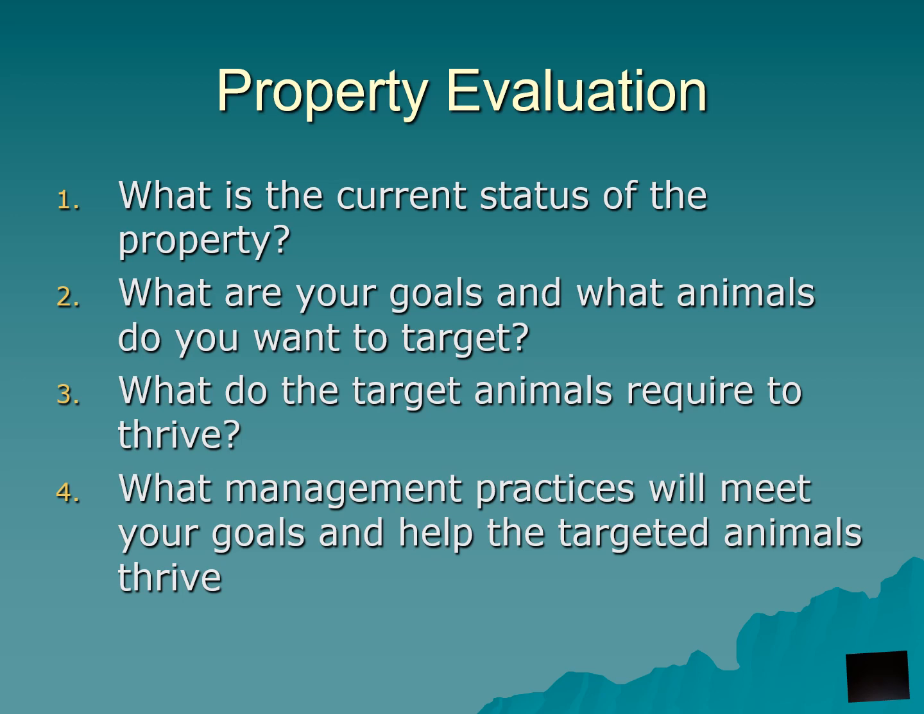Number 3, what do the target animals require to thrive? For example, if you want to manage for grassland species of birds, then you will need to manage for open habitats that preferably have adequate amounts of grassy cover. And then number 4, what management practices will meet your goals and help the targeted animals, once again, thrive and do well. While adequate amounts of grass may help grassland birds, exotic grasses oftentimes have very little value. In this case, you may want to restore areas back to native grasses, which can be covered under several categories.